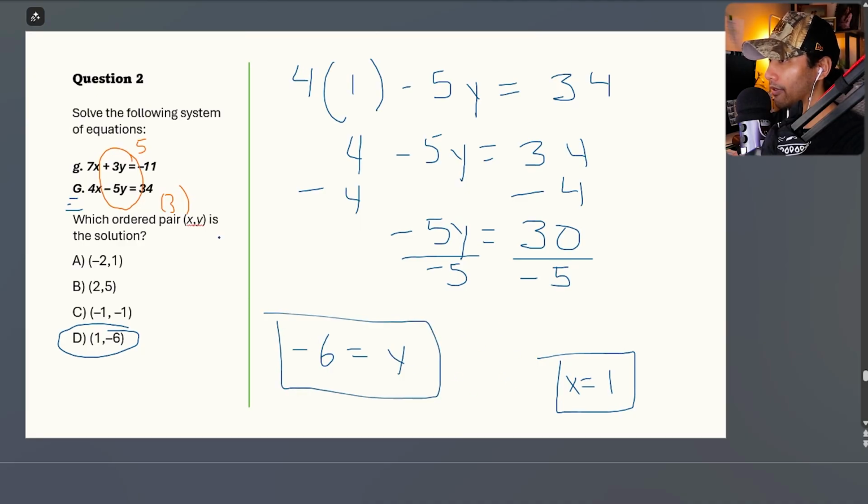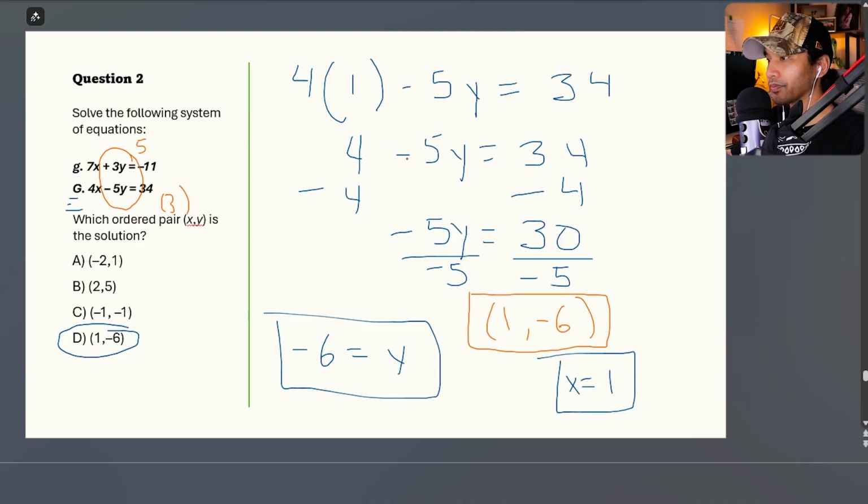Okay, we have our ordered pair, which is (1, -6). Perfect. Again, we used elimination for this. We got rid of a variable, then we combined like terms, solved for the variable, and then plugged the known variable back into the equation, any equation, it doesn't matter, and then solved for the remaining variable.